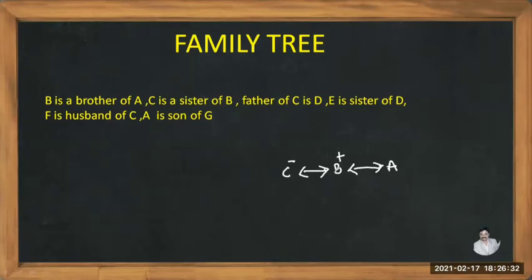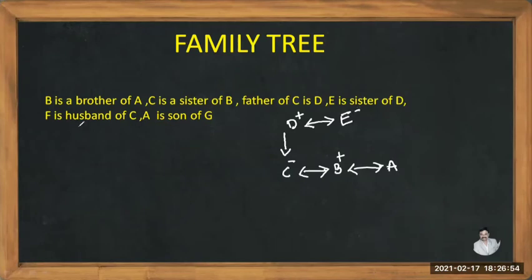So see my dear friends. Next, the father of C is D. Father of C is D. So as D is the father, D must be male, and E is the sister of D. I already told you the sister-brother relation will be shown by implication. So E is the sister of D.